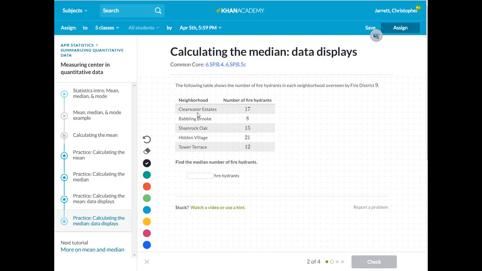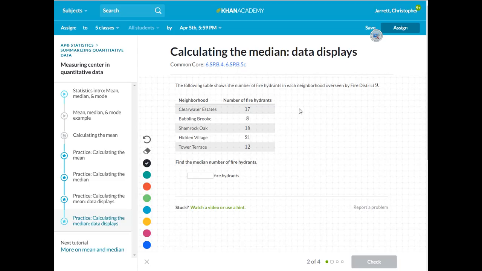Let's try it again. So we have the neighborhood and the number of fire hydrants. Clearwater has 17, and then Babylon Brook has 8. Shamrock has 15, Hidden Village has 21, and Tower Terrace is 12. So what is the median number of fire hydrants?